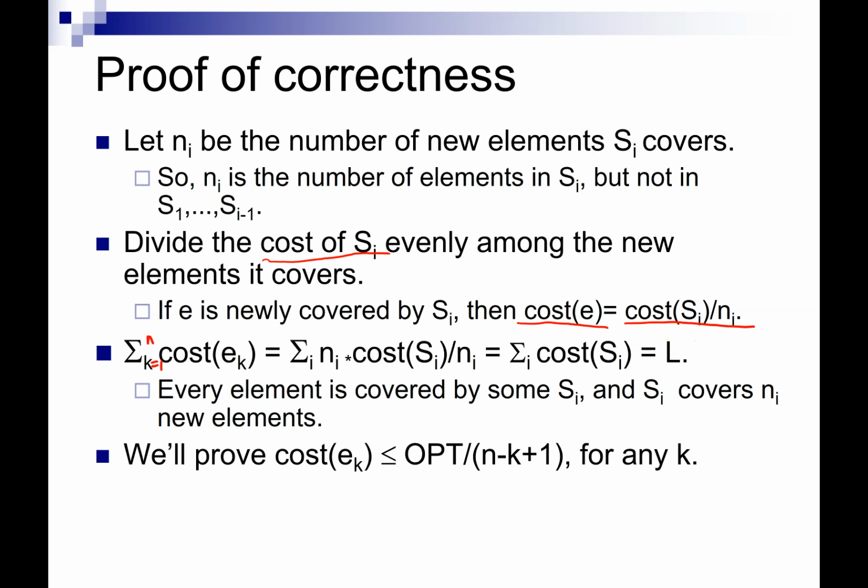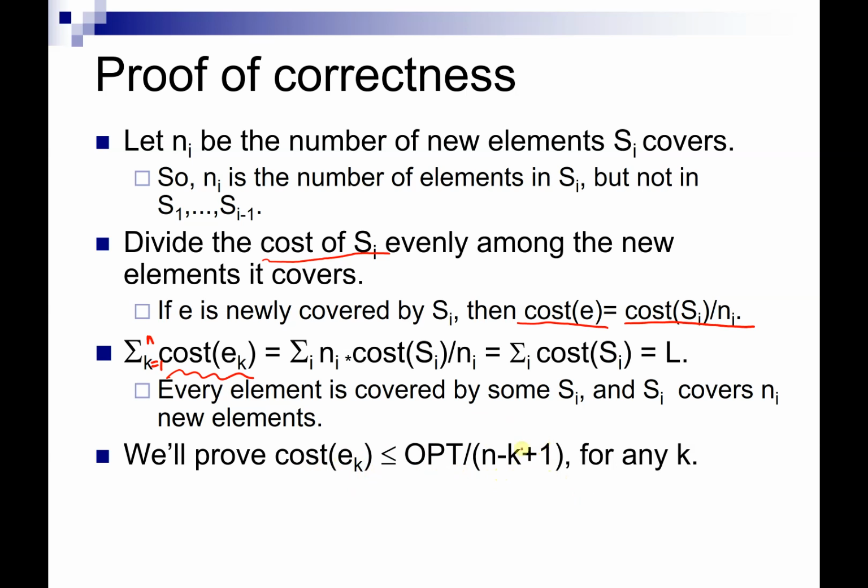So we have this expression over here, and now what we're going to do is bound the cost of covering each of these elements. We're going to show that this cost is at most the optimum cost for covering all of these elements, produced by the optimum algorithm, divided by n minus k plus 1. Here we're talking about the kth element, so k is going to go from 1 to n, and you see that the cost to cover these elements is actually going to be increasing.